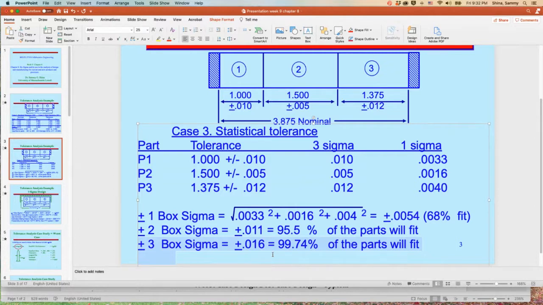Remember that this is one-sided. The problem occurs when the parts don't fit. Okay, so if the parts are too small, that's not a problem. It's only a problem if the parts are too big. So this is a one-sided spec, not a two-sided spec. So when I said 3 sigma design, it's really not 2,700, but it's 1350 reject rate.